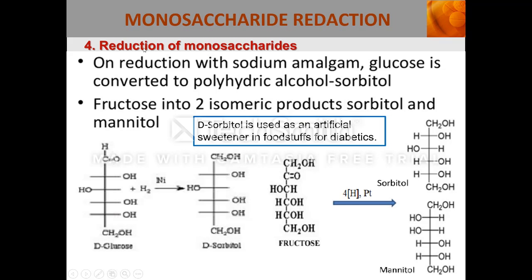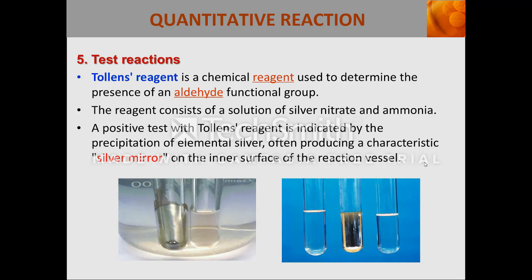The fourth reaction is reduction of monosaccharides. Treatment of an aldose or ketose with lithium borohydride, for example, reduces it to a polyalcohol called alditol. The reduction of glucose leads to the formation of D-sorbitol. Fructose reduces into two isomeric products, sorbitol and mannitol. D-sorbitol is used as an artificial sweetener in foodstuffs for diabetics.